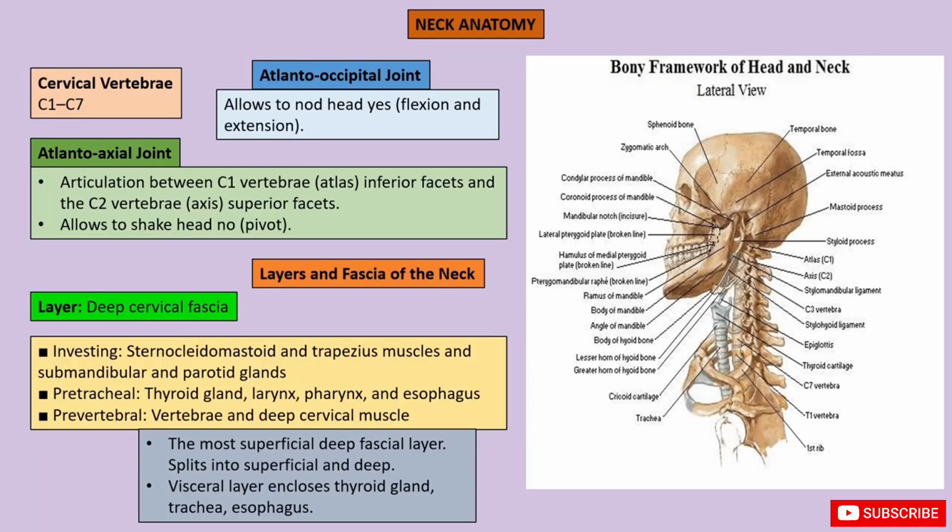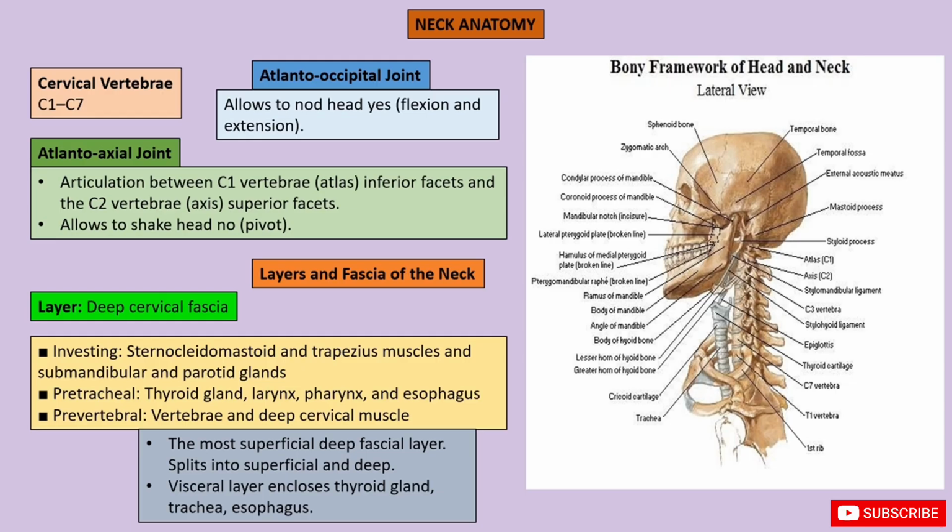Now we come to the neck anatomy, the cervical anatomy, starting with the cervical vertebrae, which is from C1 to C7. Now we have two joints here, atlanto-occipital and atlantoaxial. The atlanto-occipital is the first joint in your body, for the yes movement up and down, and the atlantoaxial is for shaking the head right to left, that is the no movement between the atlas and the axis.